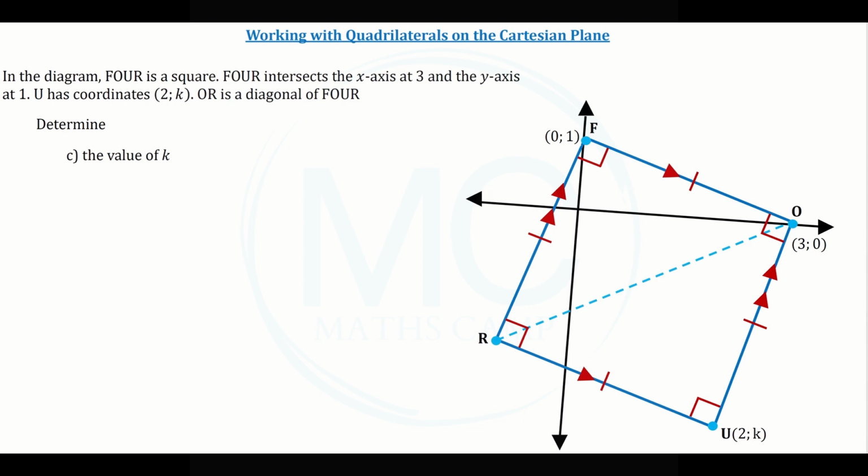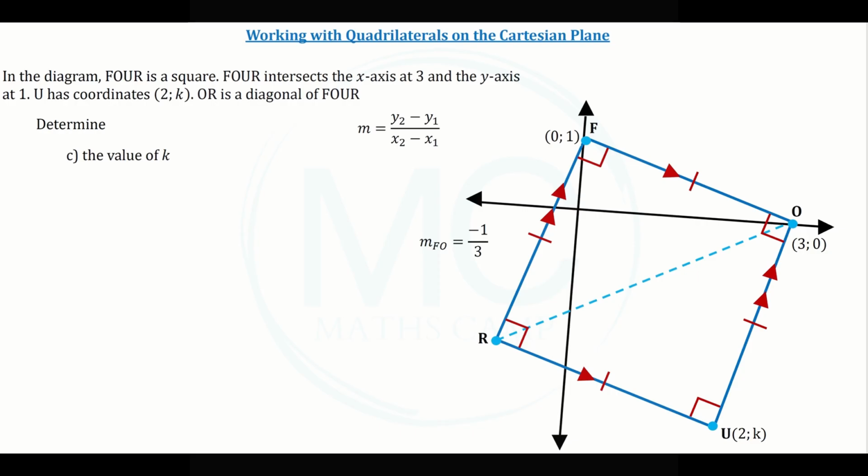K is the y coordinate of point U. Now in parts A and B, we have found gradients and the lengths of all 4 sides. So we can use either formula to find K, but it's easier to use the simplest method, which in this case doesn't involve squares or roots. So let's use the gradient formula to find the value of K. In part A, we found the gradient of line FO is negative 1 over 3. So let's make a note of this over here.